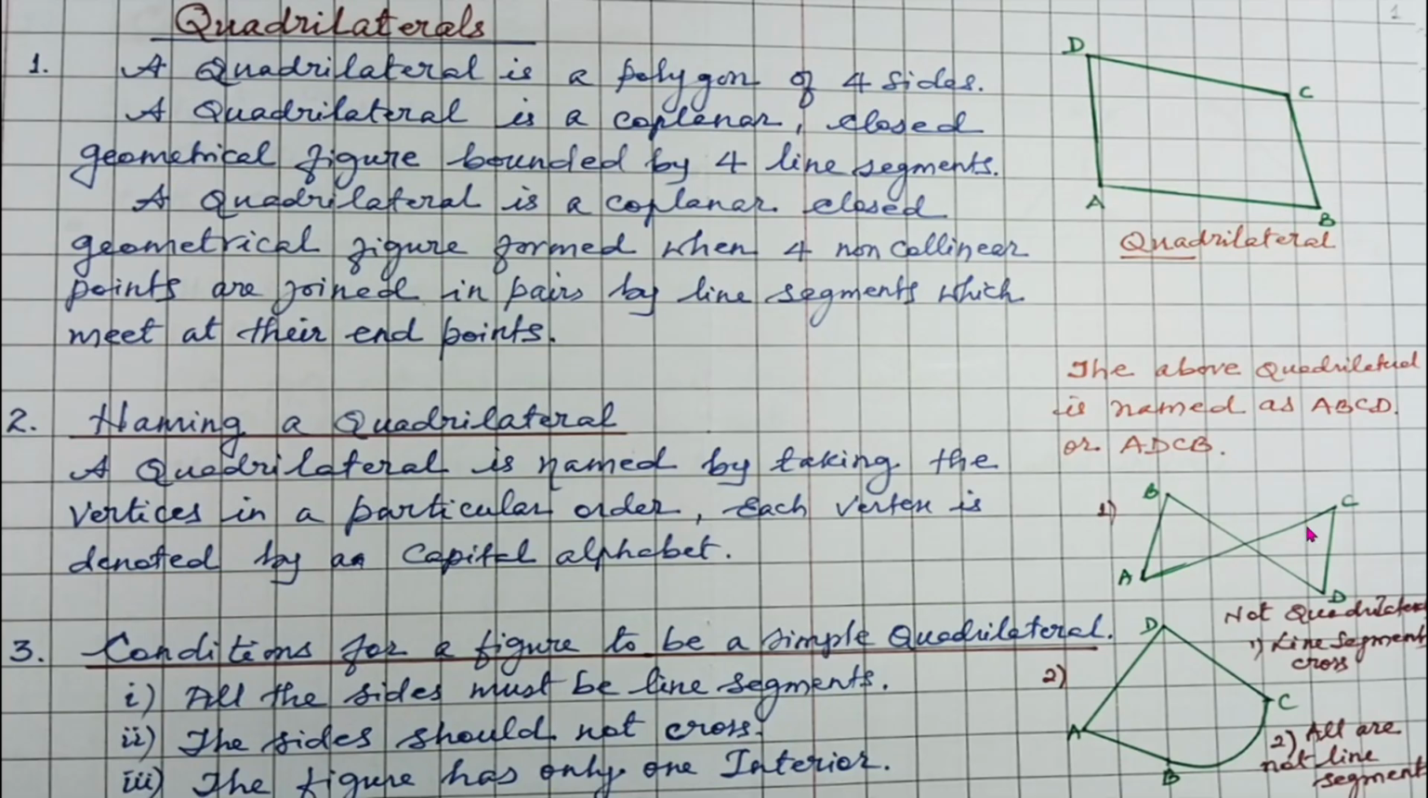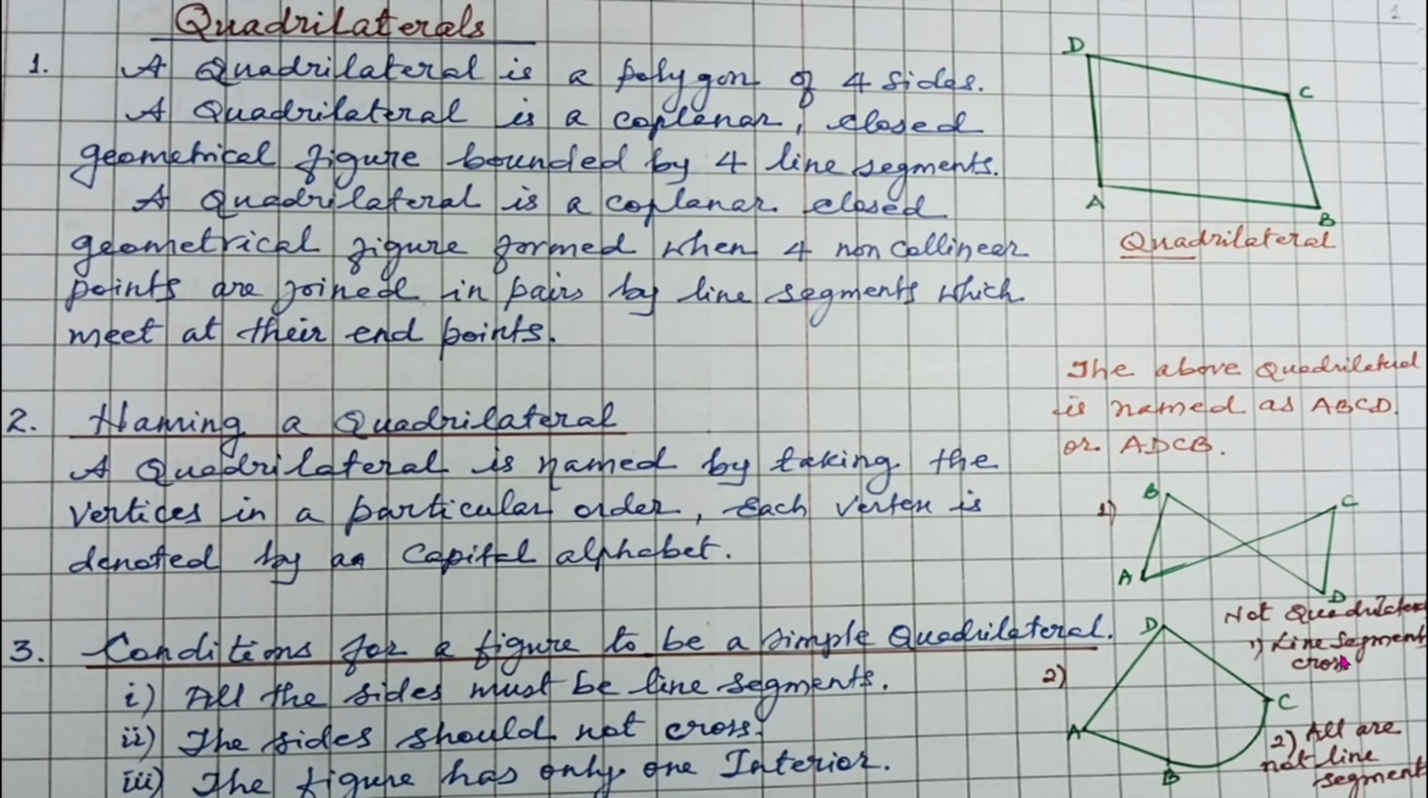Now, the conditions for any figure to be a simple quadrilateral. In a quadrilateral, all the sides must be line segments. The sides should not cross, and the figure has only one interior. If you look at this figure, it has only one interior, the sides are not crossing, and the figure has only line segments.